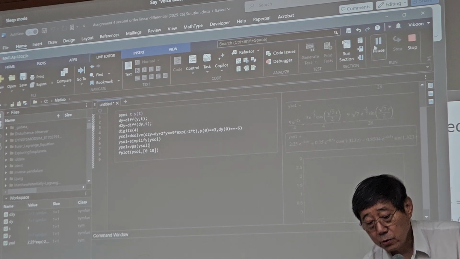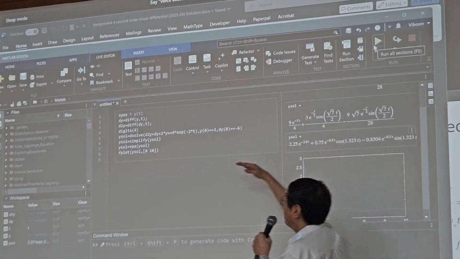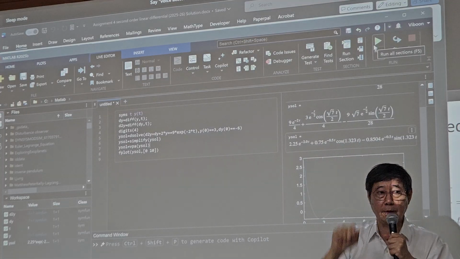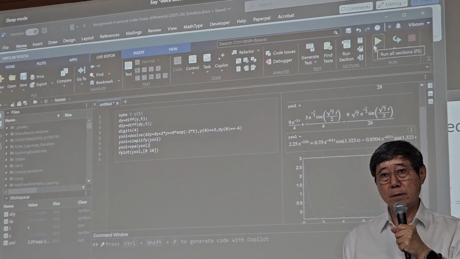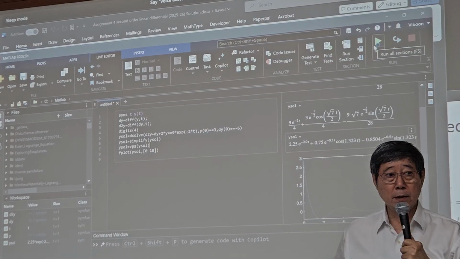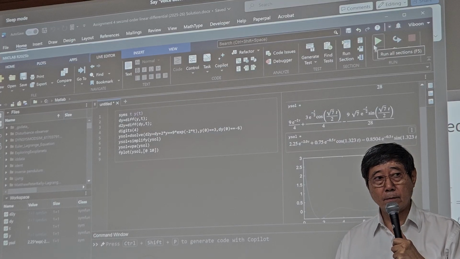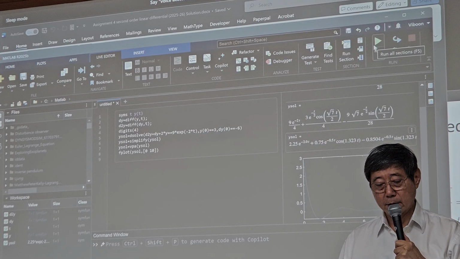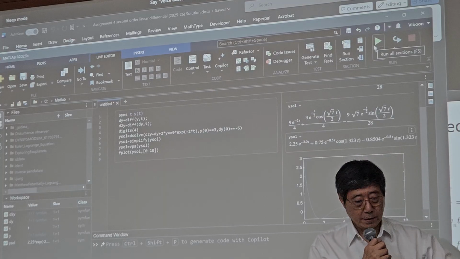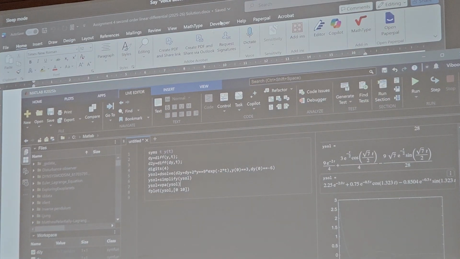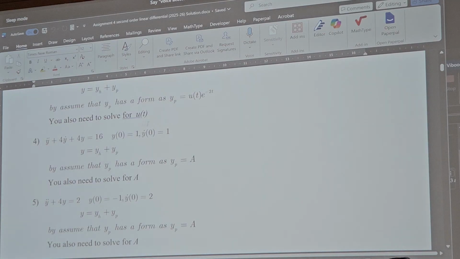Now you see, if you use VPA, they convert only to 4 significant digits only. There's another way to do it. Okay, digits 4. Is there any question?